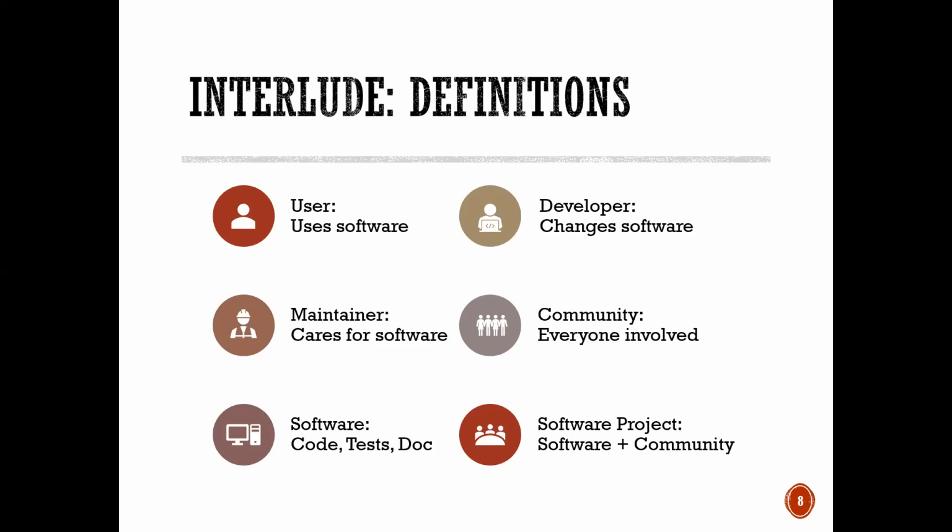Separate from all of that is the software itself, which means the source code, the tests, the documentation, which all belong to the category of software. And finally, if you think about a software project, the important idea here is that the software project consists of both. It consists of the software and of the people around it, the community.